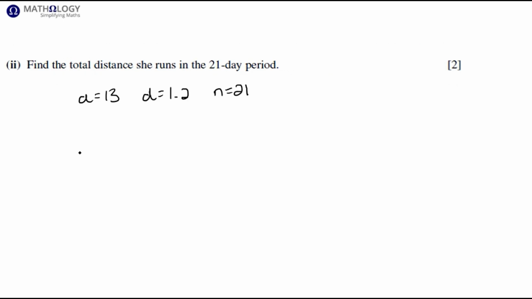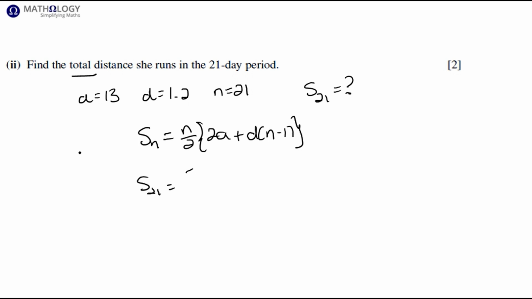Find the total distance she runs in the 21-day period. Because we want total distance, we're looking for the sum to n, in other words, the sum to 21 terms. Given a is 13, d is 1.2, and n is obviously 21. So the sum to n terms of an arithmetic sequence is n over 2 times 2a plus d times n minus 1. The sum to 21 terms is 21 over 2 times 2 times 13 is 26, plus 1.2 times 20. So the total distance that she runs over the 21 days is 525 kilometers.